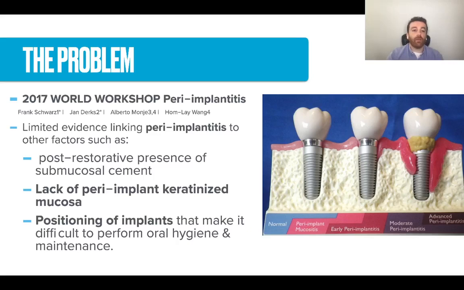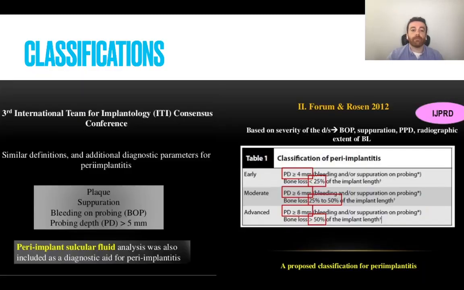According to the 2017 World Workshop on Peri-Implantitis, there's a number of evidence linking peri-implantitis to other factors. It can be such things as the use of cement, which can get underneath the tissue. Sometimes the lack of peri-implant keratinized mucosa is a big factor in terms of cleanliness of the area and in terms of home care of the dental implant for the patient as well.